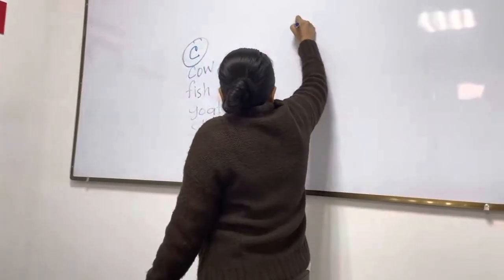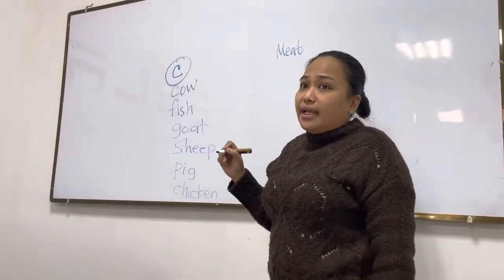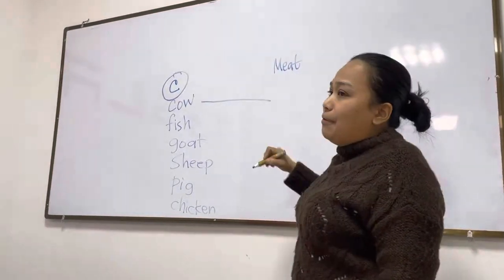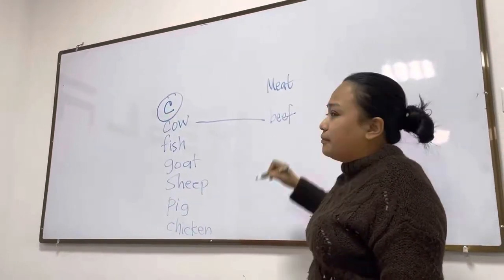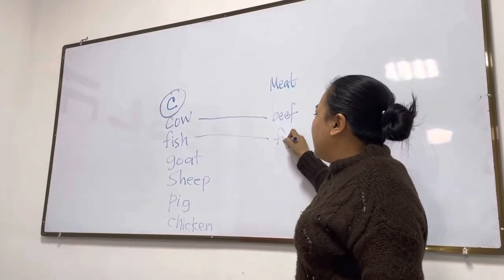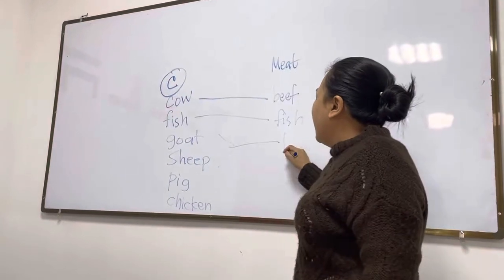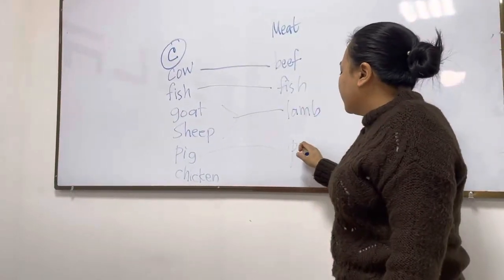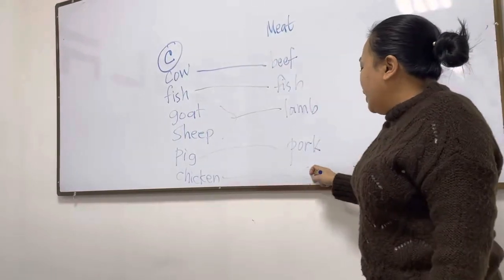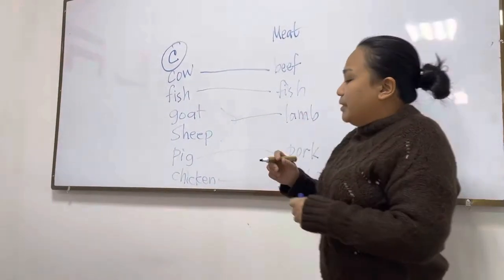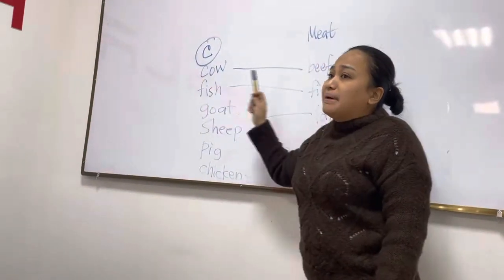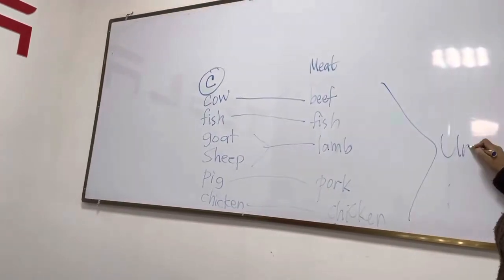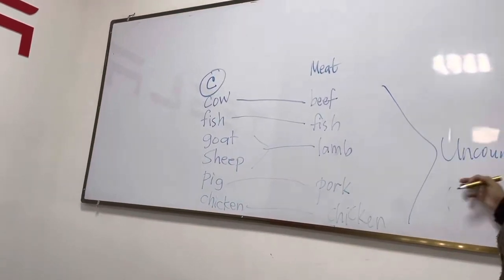But if it is already meat, it's already uncountable. Okay, so cow, it will be beef. Fish will be fish meat. Goat and sheep will be veal, lamb. Then pig will be pork. Then chicken will be chicken meat. So you will say animals are countable, but the meat of the animals are uncountable. Did you understand? Now ask me why.